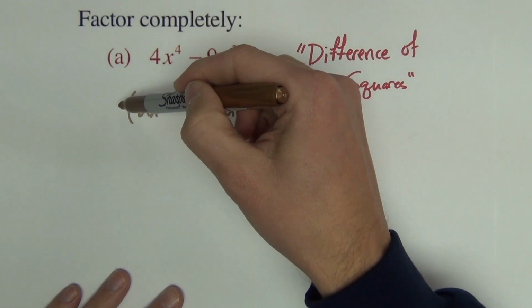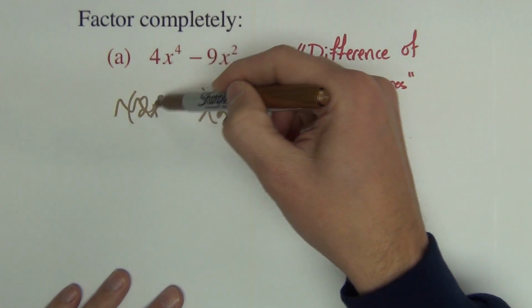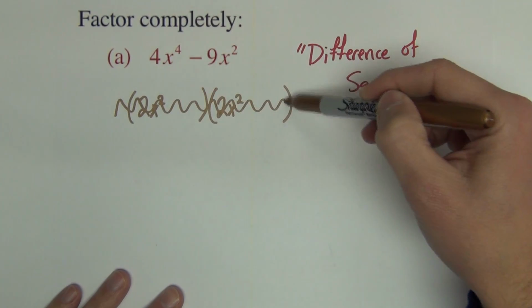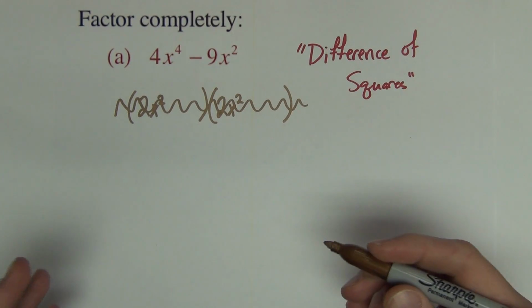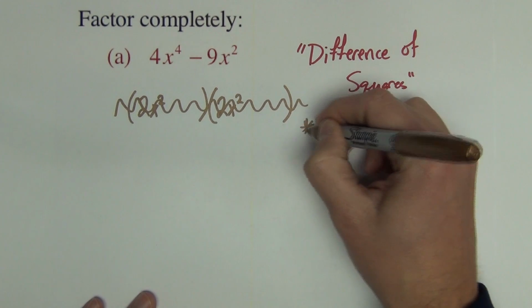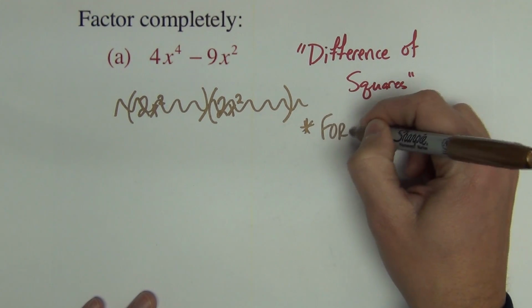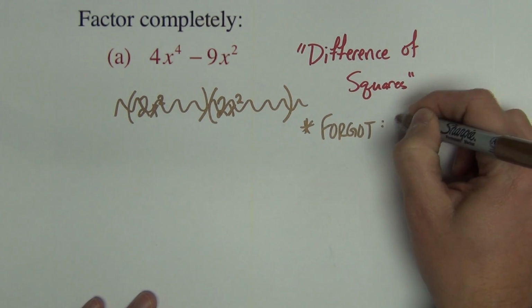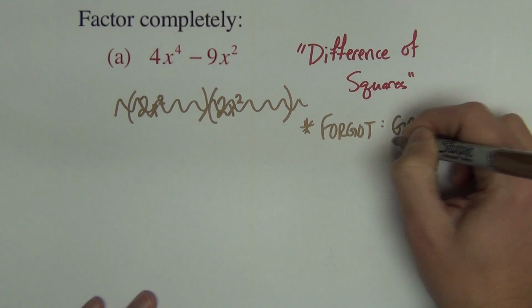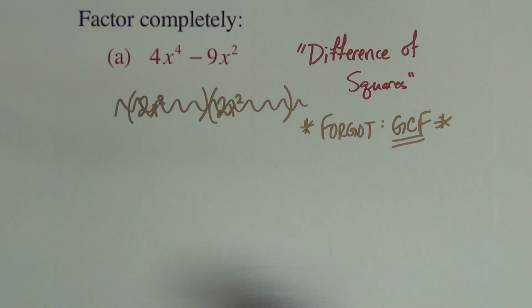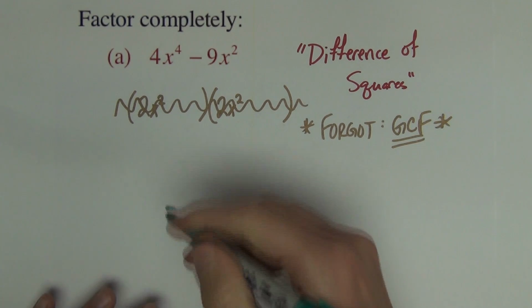Actually, hold on a second. I'm going to start over completely. It is a difference of squares, but what did I forget? I forgot the greatest common factor. I forgot to look for a greatest common factor. So we're going to back up. We're going to start this over again. That happens sometimes. So let's do this over again.